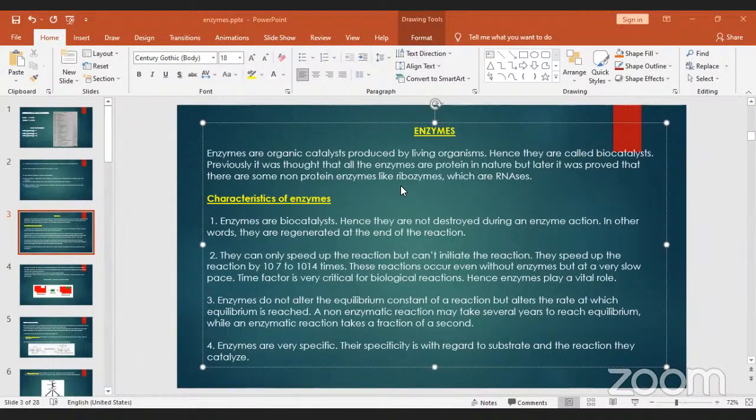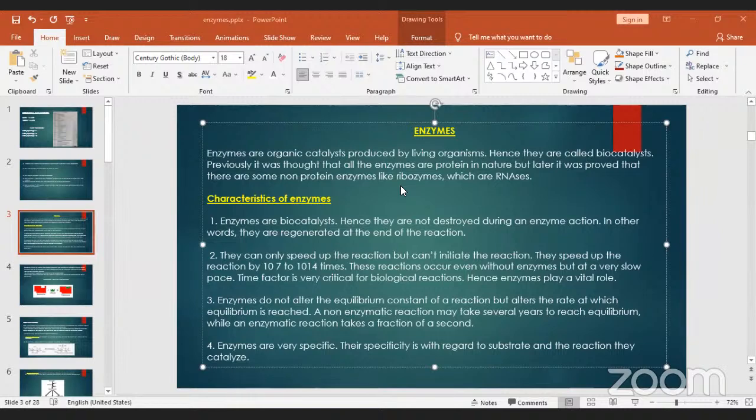But most of the other enzymes have a protein and a non-protein component, both of which are essential for enzyme activity. The protein component of enzymes is known as apoenzyme, whereas the non-protein component is called cofactor or prosthetic group.